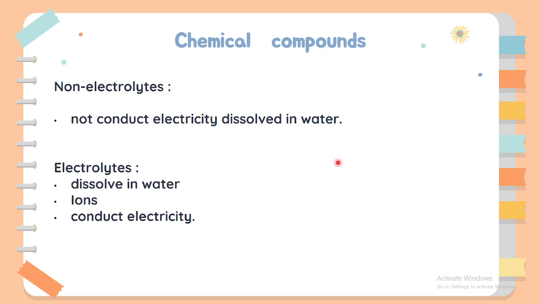So, chemical compounds. We divide chemical compounds into two different groups. One is non-electrolytes and the other one is electrolytes.